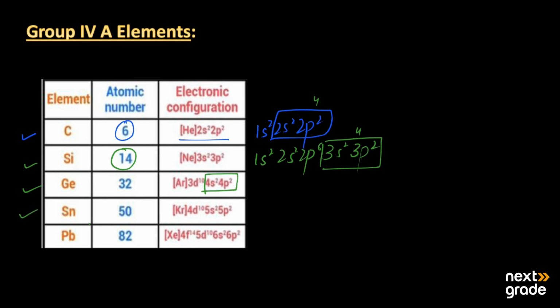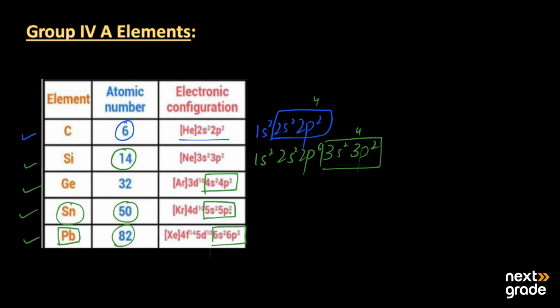Then we have tin. Its symbol is Sn. Atomic number is 50. Its valence shell is 5s2 and 5p2. Then we have lead. Its symbol is Pb. Atomic number is 82 and its electronic configuration of the valence shell is 6s2, 6p2.